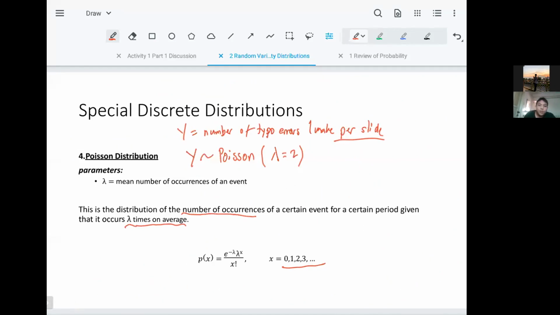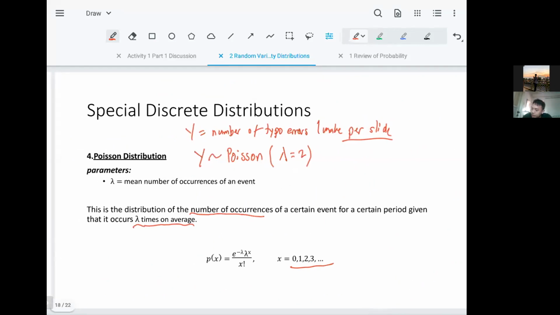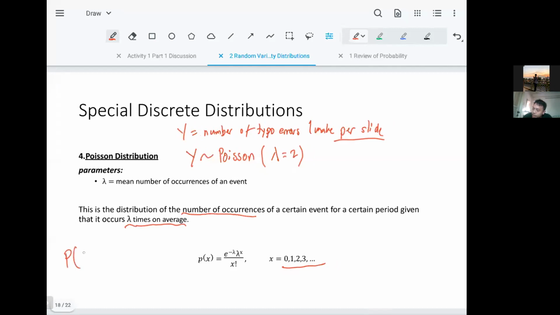So, alright. If we ask, what's the probability that I won't make any mistakes on one slide? So, that's the probability of x equals 0. We just plug in e, that's the constant, raised to negative lambda, times lambda raised to x, 0, over 0 factorial, giving us e to the negative 2 lang yan. Bakit? Ito ay 1 lang, raised to 0. Ang 0 factorial ay 1 din. So e to the negative 2, what's the answer? Okay, 4 decimal places na tayo.